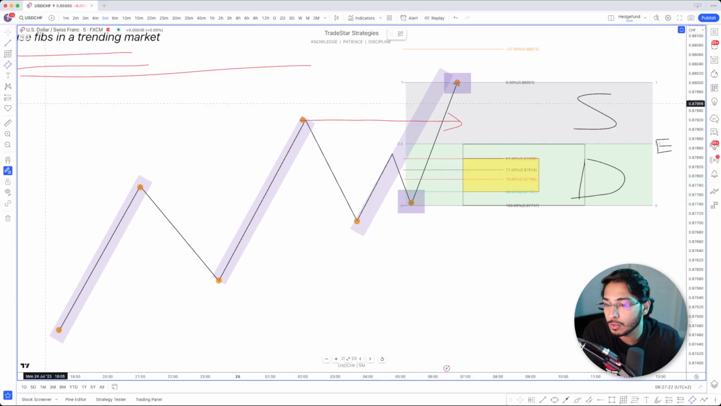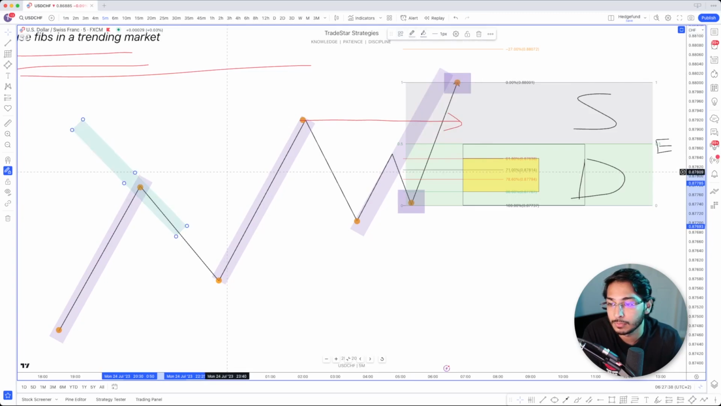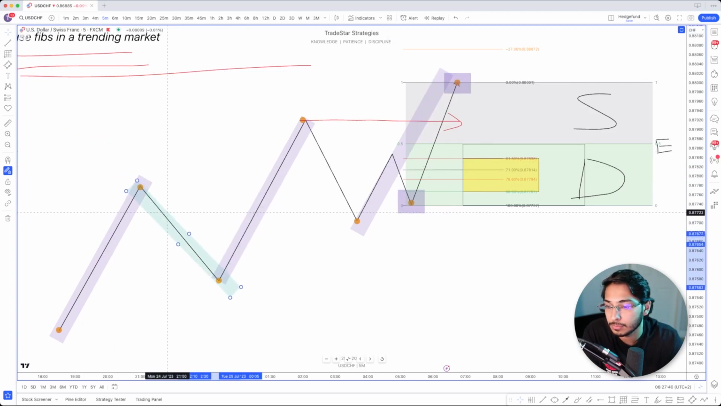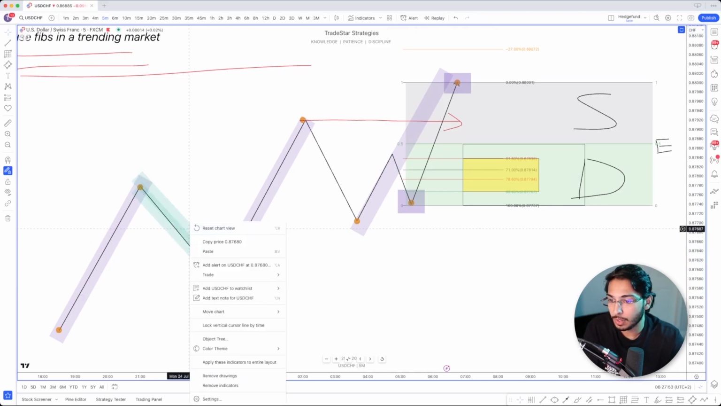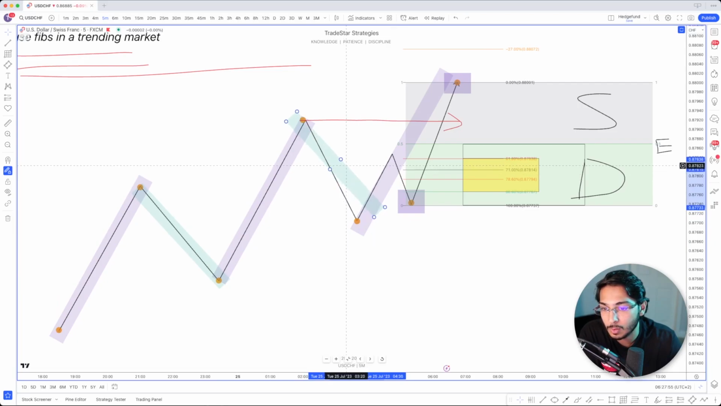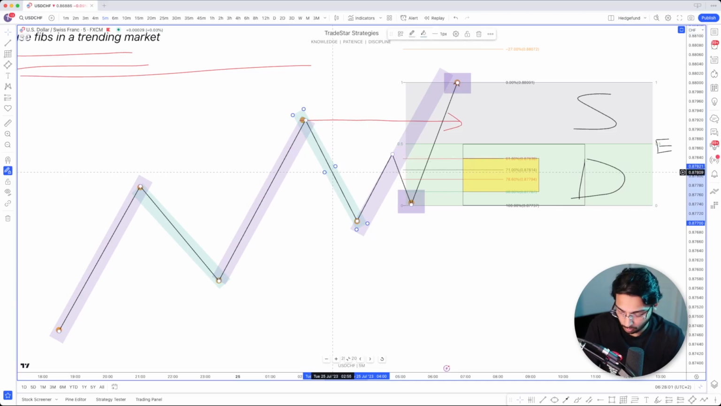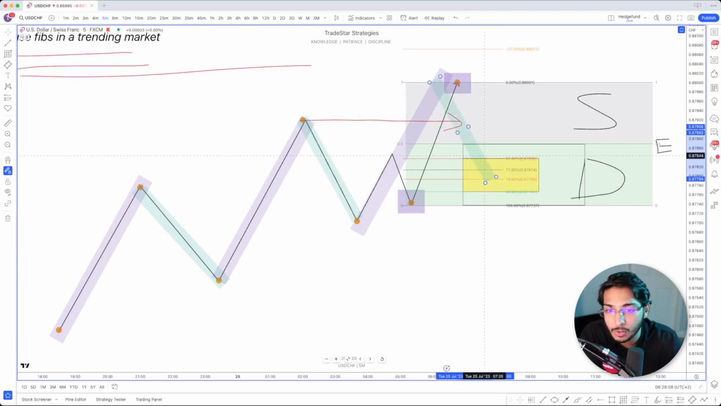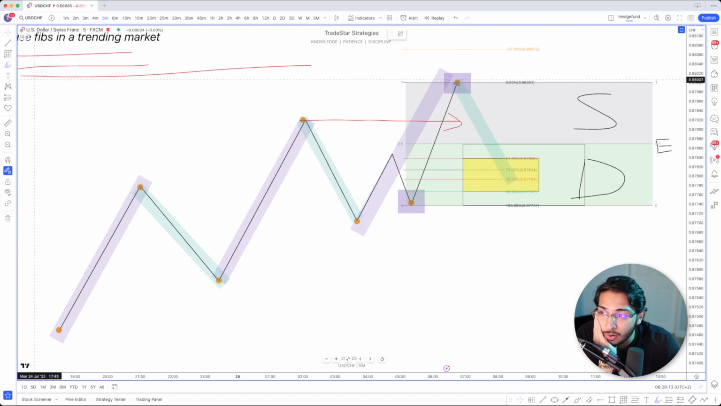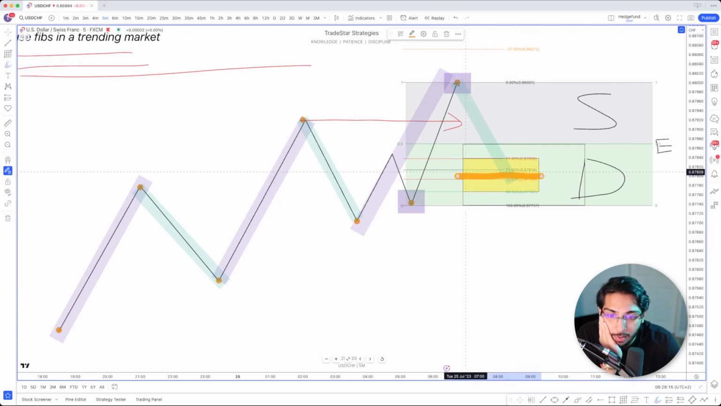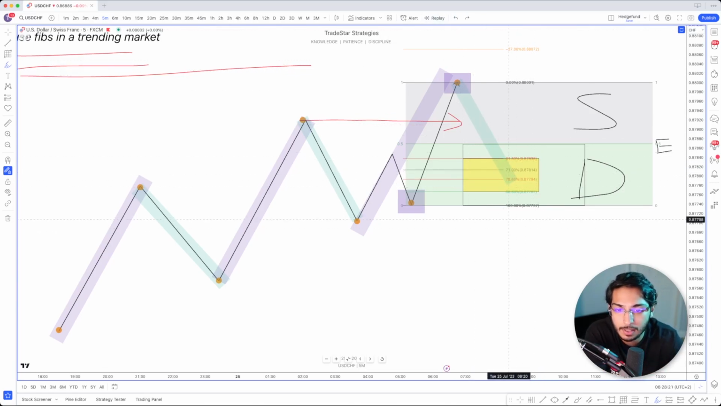And then what also happens is we have a pullback. Let's say the pullback is roughly this size, right? Look at the next pullback. Same thing, roughly the same size. So what we could factor in is that the next pullback could also be roughly the same size. So now we start fine-tuning our zone of area of interest a little bit more. Okay, maybe let's focus in down here. Let's focus in on the 71, 78.6, 88.6, whatever it is that we're marking up.